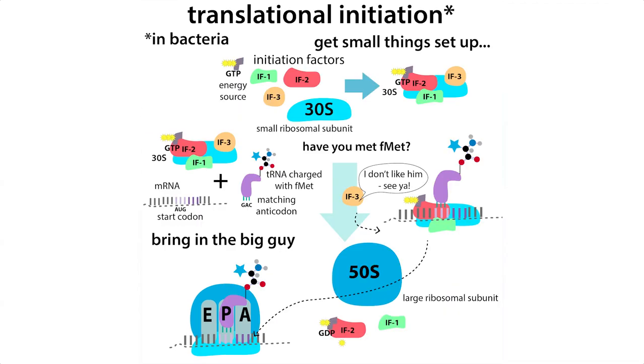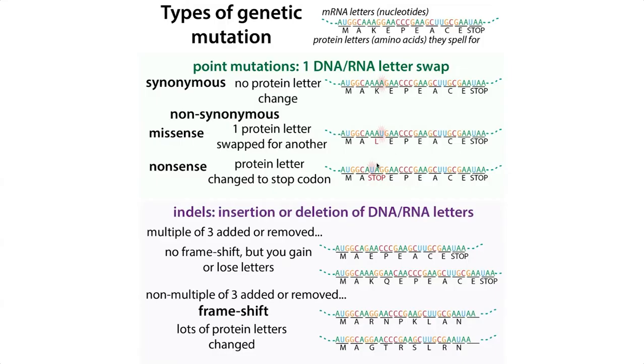Sometimes what can happen is a mutation can introduce a premature stop, and this is what we call a nonsense mutation. There are also mutations that can change what amino acid gets encoded. We call those a missense mutation. And then there are mutations that don't change the amino acid that gets brought in because of that degeneracy.